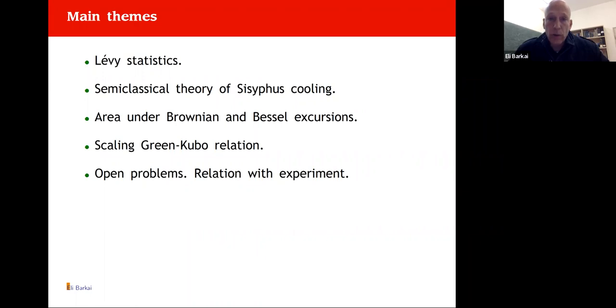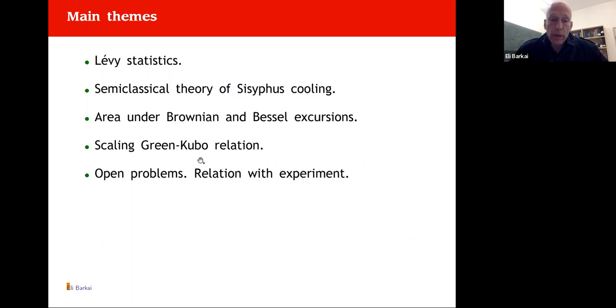Cohen-Tannoudji received the Nobel Prize for this method. This is the way people cool atoms in hundreds of laboratories. So this is a well-studied mechanism of cooling, and this mechanism is what gives you the Levy statistics, the anomalous diffusion, and this strange fractional equation. I'm going to discuss the area underneath these Brownian and Bessel excursions. This is the mathematical heart of the theory, which gives you some correlations in this process that cut off the Levy statistics.